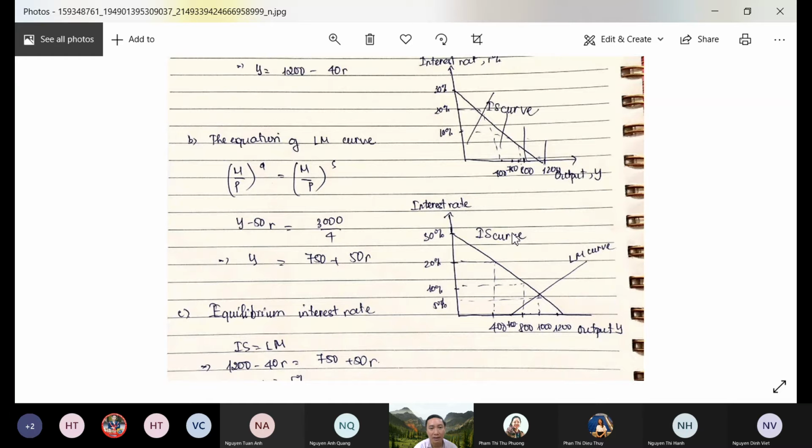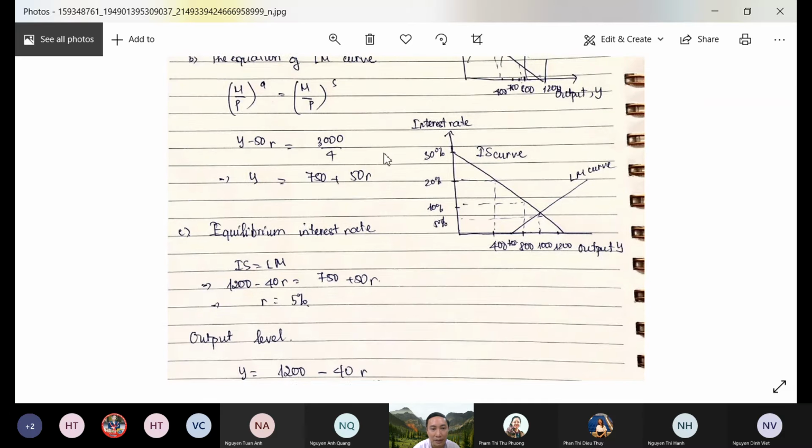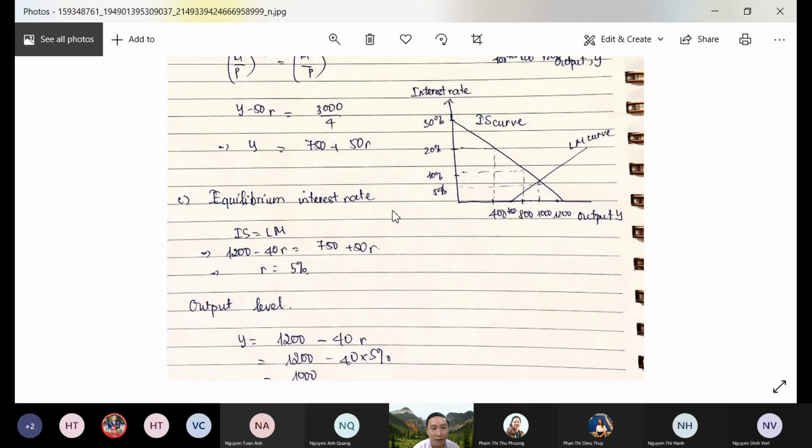Okay, and what is the interest rate? The equilibrium interest rate is how many percent? 5%, and output is 1,000. Okay, thank you for your answer.